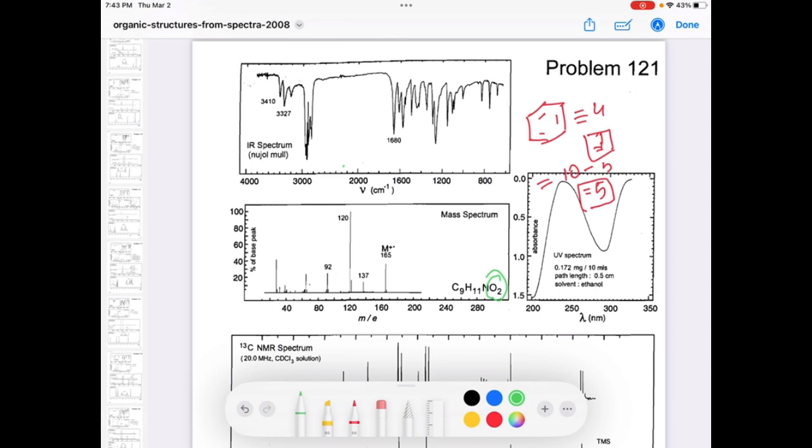In IR there is a peak at 1680. So it is not 1700 but 1680, but still we can take this as a carbonyl peak. I will explain why it is below 1700. So that means you have a carbonyl peak. And if the electron density is somehow pulled out from the carbonyl group, then your carbonyl peak will show up a little less than 1700.